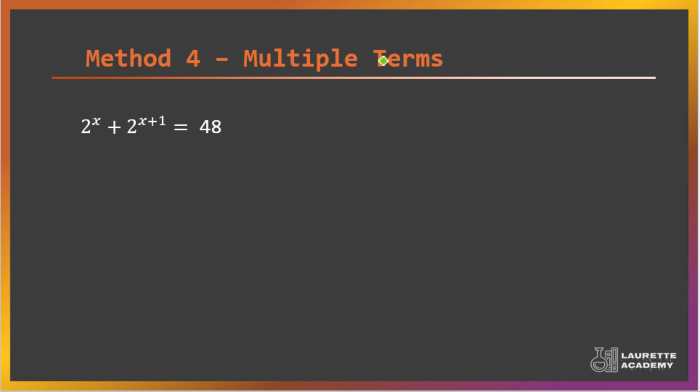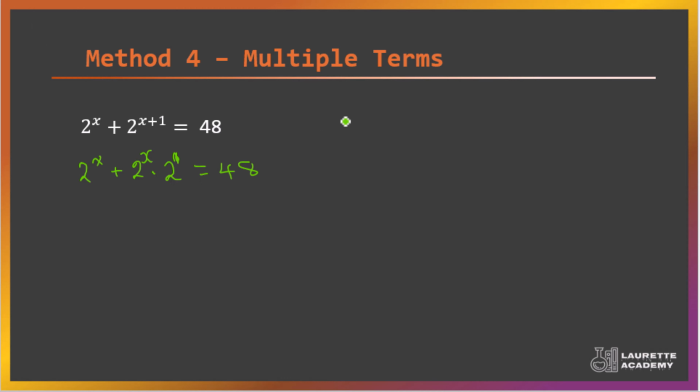Okay, we have this other case here, method 4, where you have multiple terms. How do we do this? We can rewrite this as 2 to the power x plus 2 to the power x times 2 to the power 1 is equal to 48.